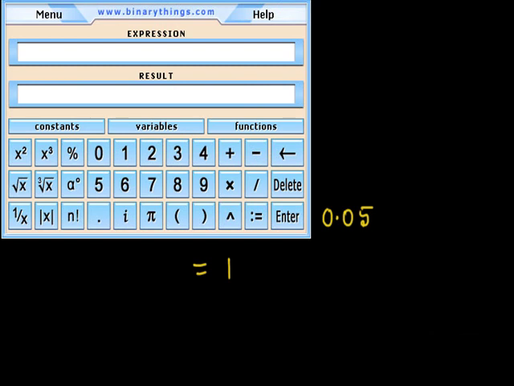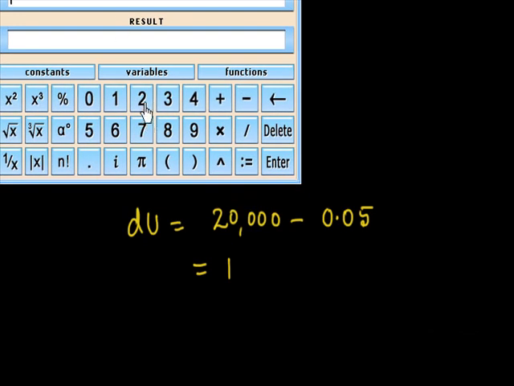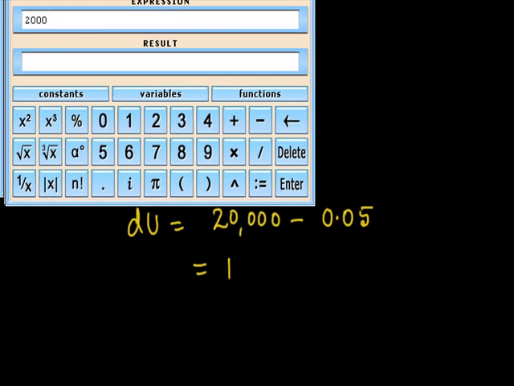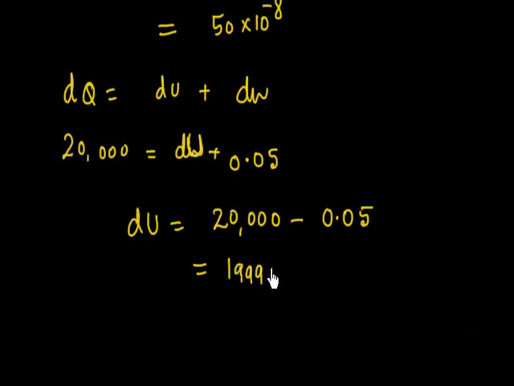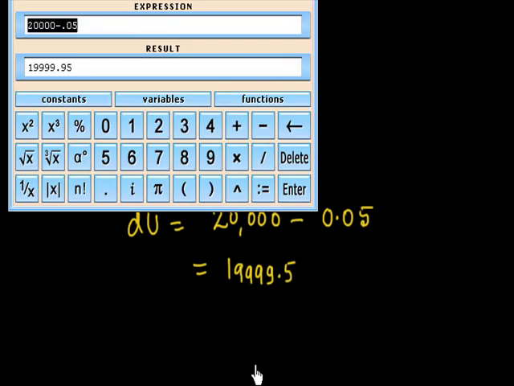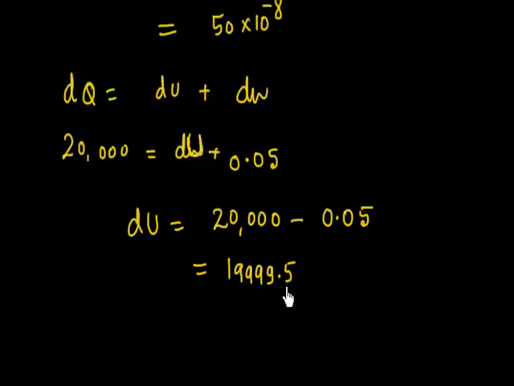Or I can use my calculator. So this is 20,000 minus 0.05. This value comes out to be 19,999.95. Let me check again. So this is the value: 19,999.95. So this is the amount of internal energy that has changed.